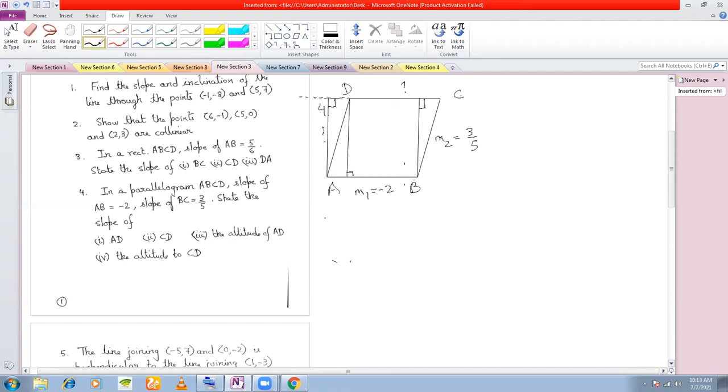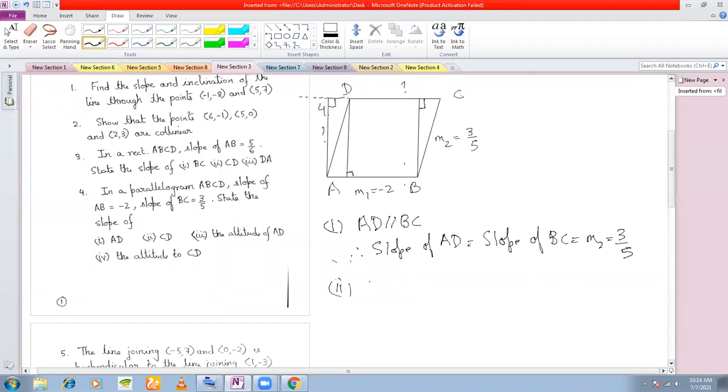So now let us see. First question, slope of AD. So what do you see? AD is parallel to BC, right? So therefore, slope of AD must be equal to slope of BC, which is equal to M2 equal to 3 by 5. So slope of AD is 3 by 5.